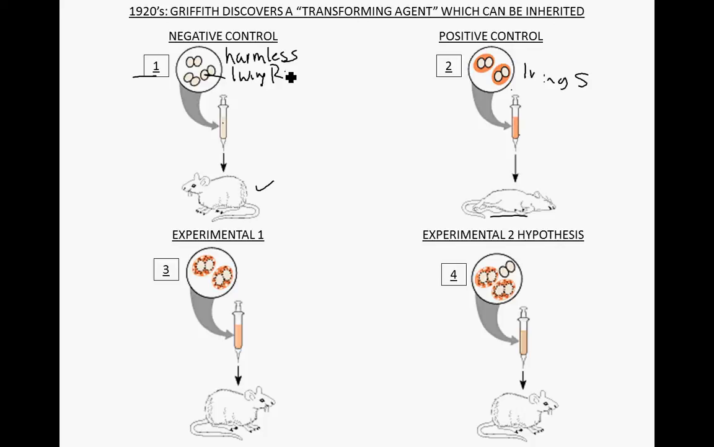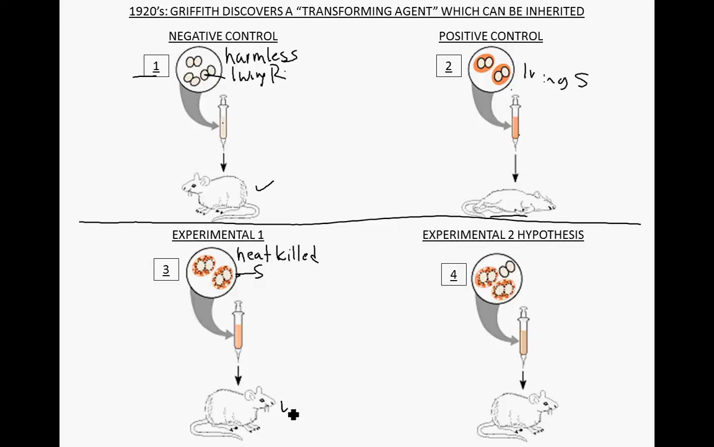So then the next thing that he does is an experimental group. I'll draw the line right here; these are his control groups up there. The next thing he does is experimental 1. He takes living S and kills them using high heat. So these are heat-killed S. He hypothesizes, all right, since I killed the S ones, if I inject those heat-killed S into the mouse, it's going to live. And sure enough, you get living mice here, or this is what he thinks is going to happen.